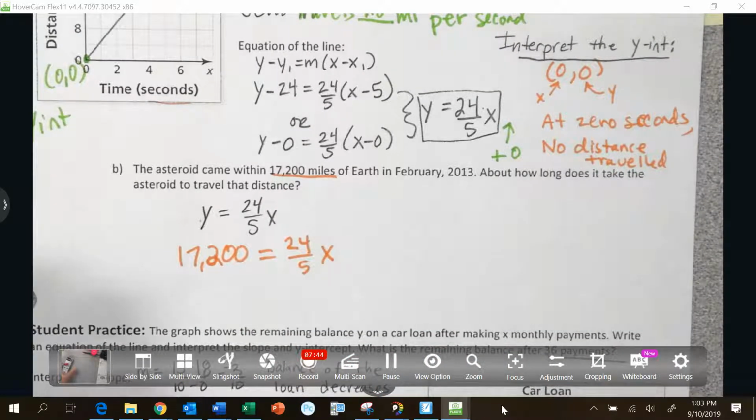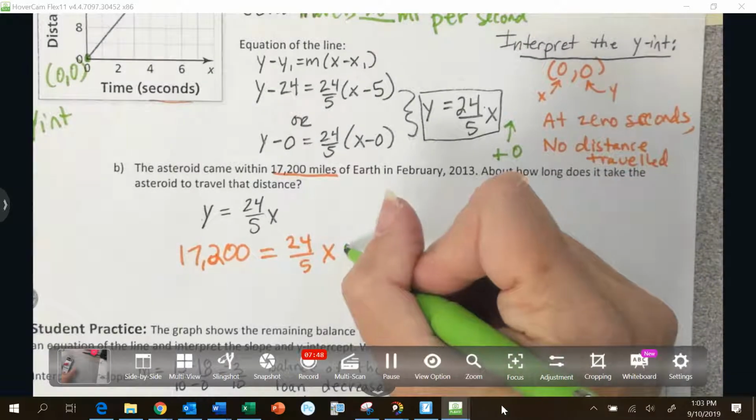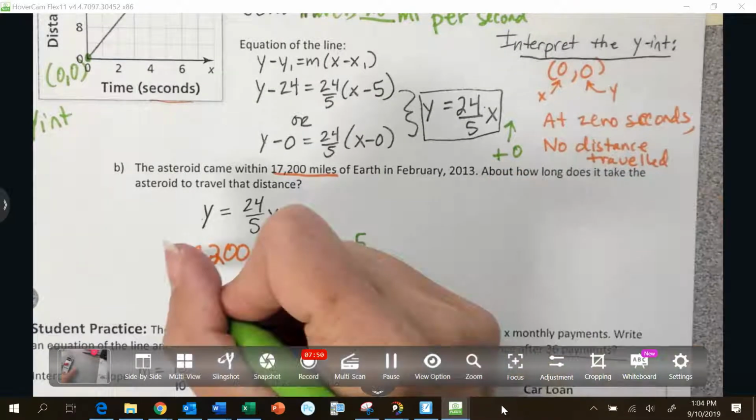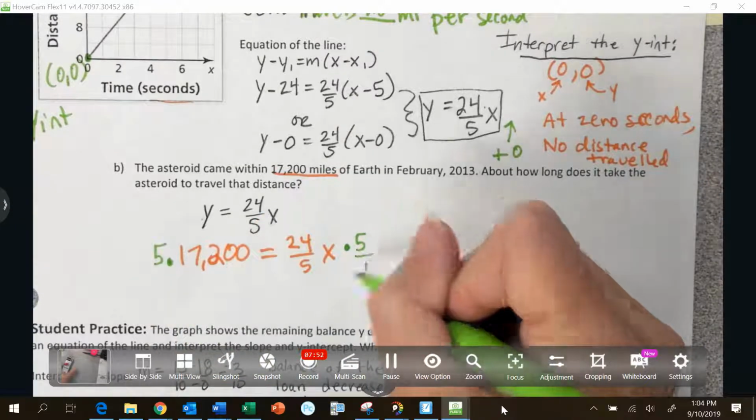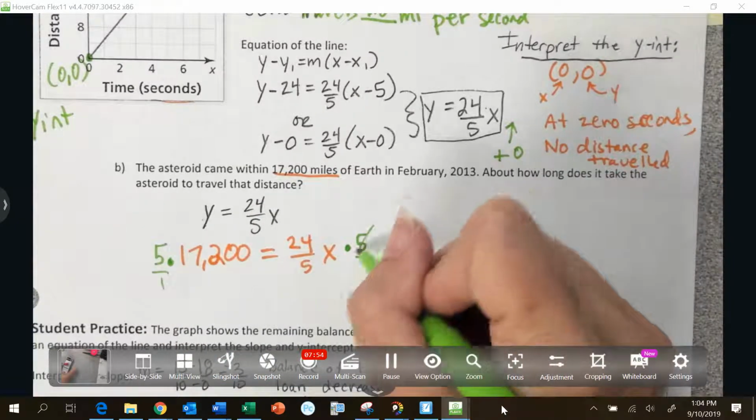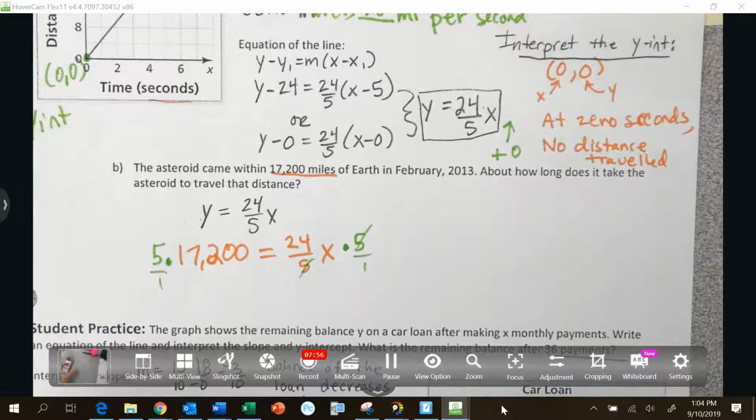How do I solve an equation that has a fraction in front of the x? There are two different ways. You can multiply by 5, so that cancels that out. Pull out your calculator, unless you want to do it all by hand. Feel free.